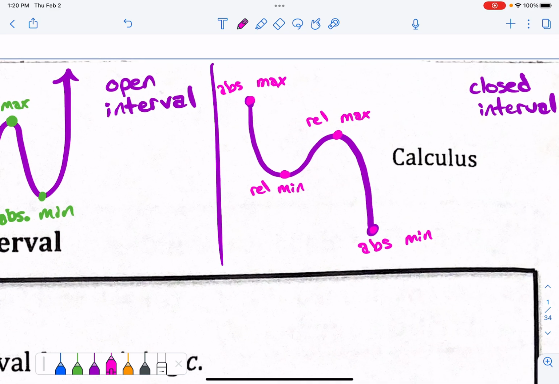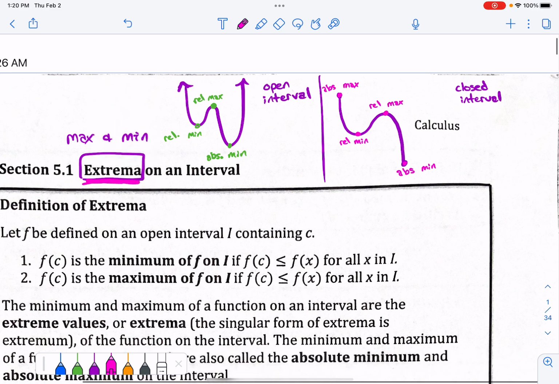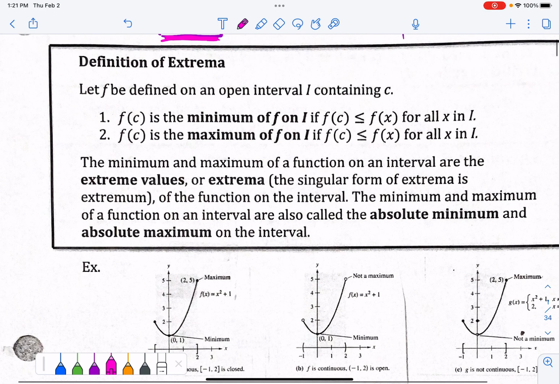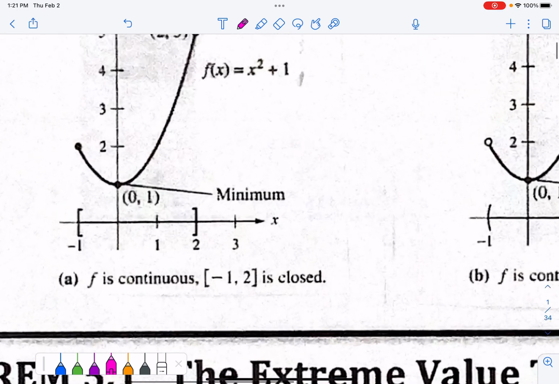Questions about that? Extrema. All of these are extrema. Maxes and mins, whether absolute or relative. Got it? All right, I'm going to skip this box. Definition of extrema. We're talking about mins and maxes and all that good stuff. Okay, let's go down here to their graphs.